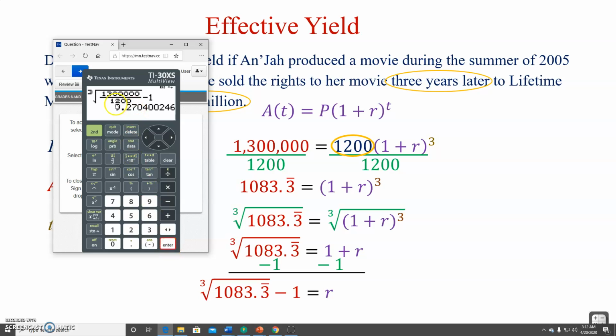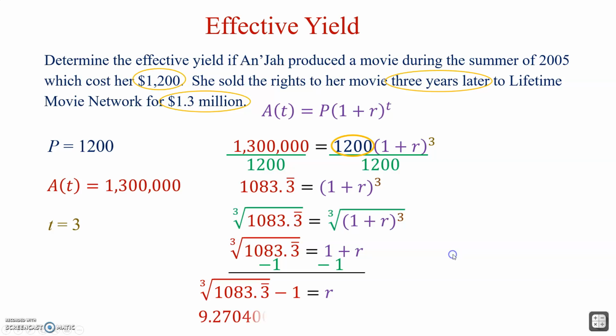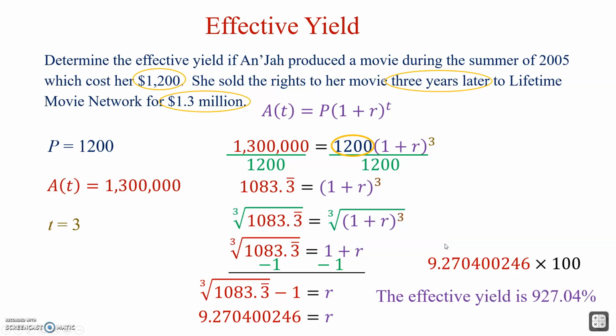9.27. Now this looks like our final answer, but again, this is just the decimal. We still need to make it a percent by multiplying by 100. So it's actually 927.04%, which is extremely high. But if you notice, you only spent $1,200 on this movie, and you made $1.3 million. Yeah, that's a very high return. So there's the 9.27 multiplied by 100. There's our 927.04% effective yield. All right, so I did 4.